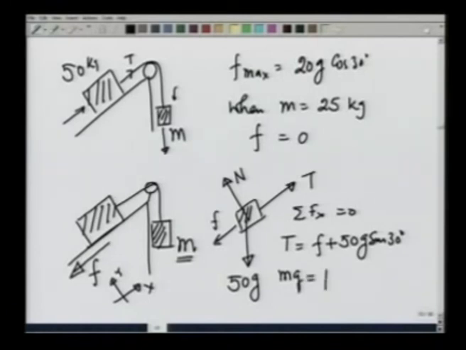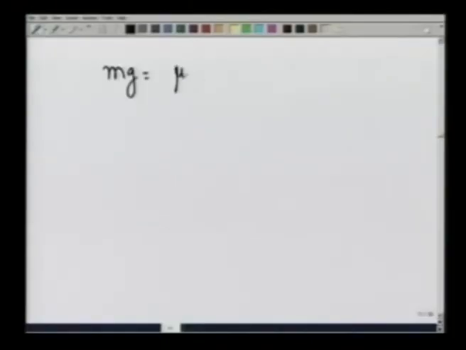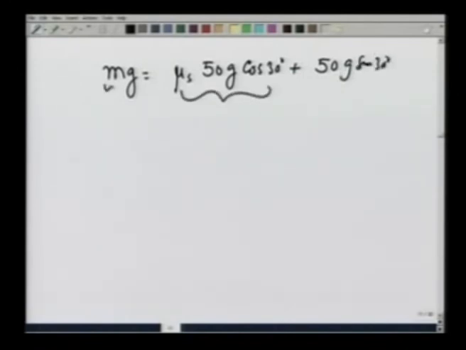F is nothing but mu times 50 g cosine of 30 degrees, plus I have 50 g sine of 30 degrees. And therefore, if I put in the numbers, I am getting mg is equal to mu s times 50 g cosine of 30 degrees plus 50 g sine of 30 degrees. This is the maximum possible friction. So, this gives me the maximum possible mass m that will keep the whole thing still in equilibrium.